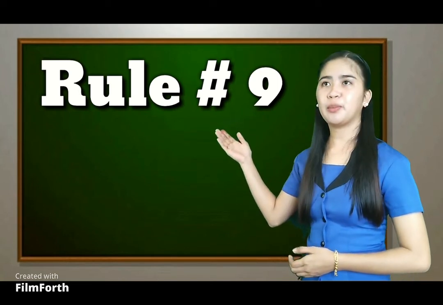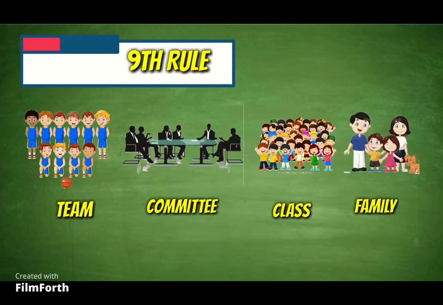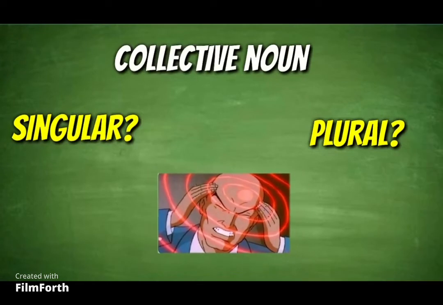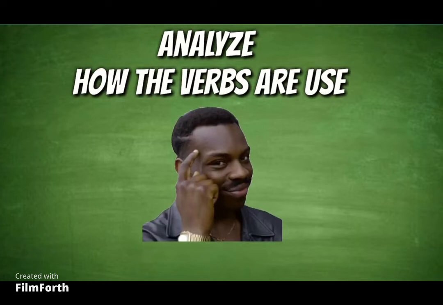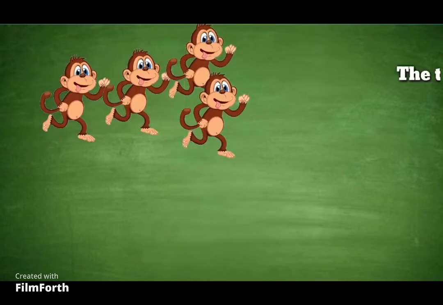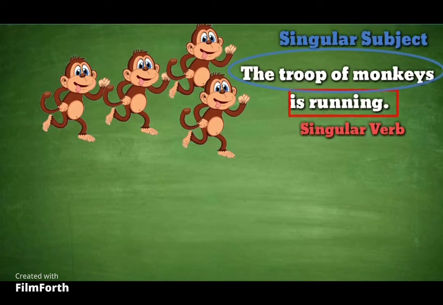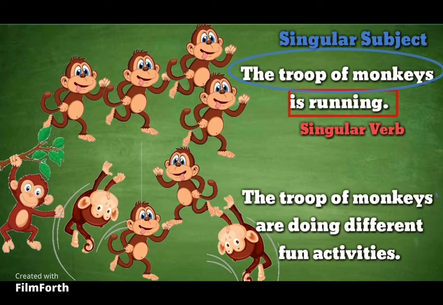And rule number 9. We have team, committee, class, family, and the like, which are collective nouns. In considering collective nouns as either singular or plural, you have to analyze how the verbs are used. If the group acts as one, doing the same action, then the subject is singular. If the group acts individually, doing different things, the subject is plural.